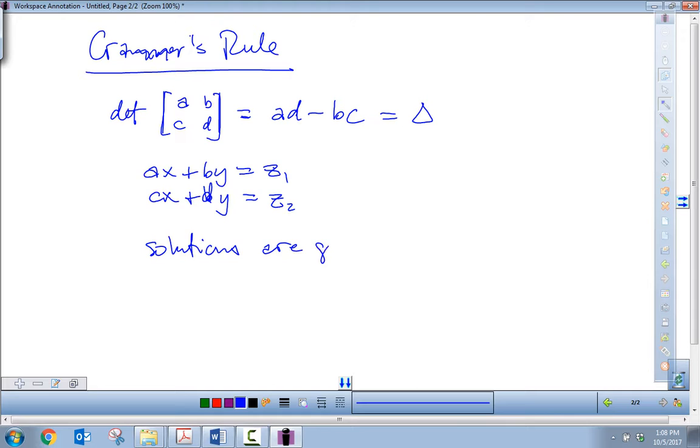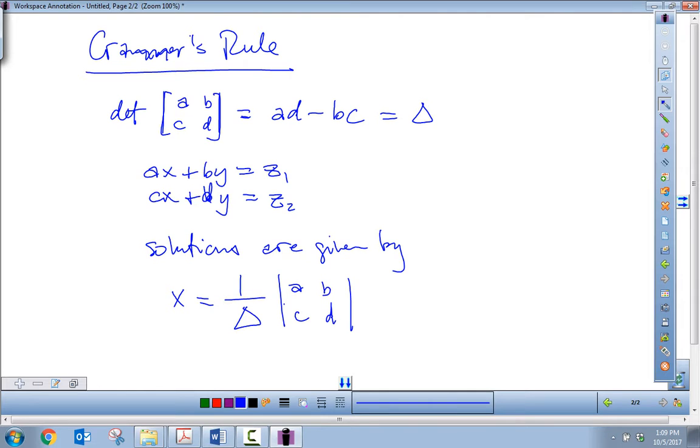Solutions are given by the determinant times, I'm going to put a straight line as opposed to the square brackets to say determinant. Now this is going to be this original matrix. I'm going to write it down, but I'm going to erase, so you might hold off on writing A, B, C, D.